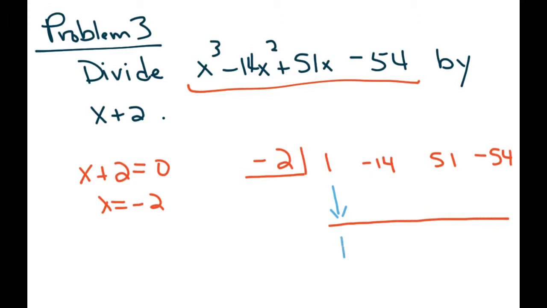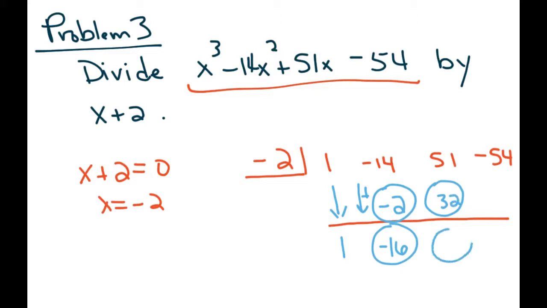Then you're going to write a number here. The number you're going to write there you get by multiplying the number in the box by the number under the line. Negative 2 times 1 is negative 2. And then, to get the next number under the line, you're going to add this way. We always add down. Negative 14 plus negative 2 is negative 16. To get this number, we're going to multiply the number in the box by the number under the line. Negative 2 times negative 16 is positive 32. To get this number, we add going down. We get 83.